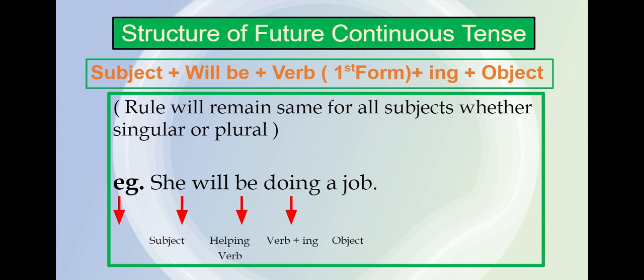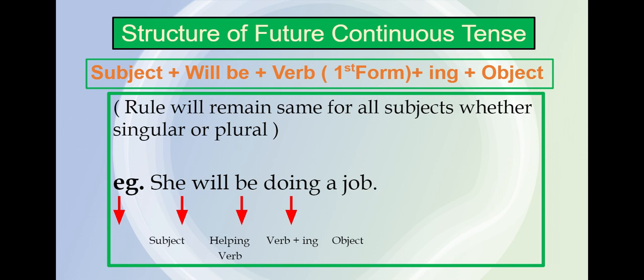Now, how to make future continuous negative? We will just be adding "will not be", because we are writing "be" only here. Again, like simple future, here also we'll just add "not" to make it negative. They will not be cleaning up the mess after the party.